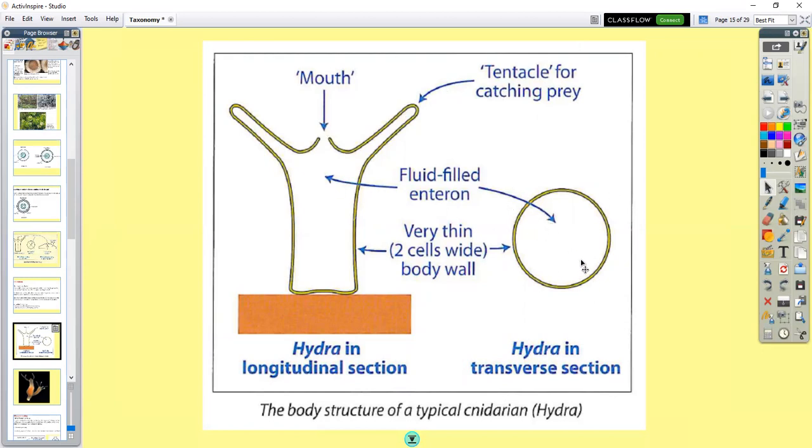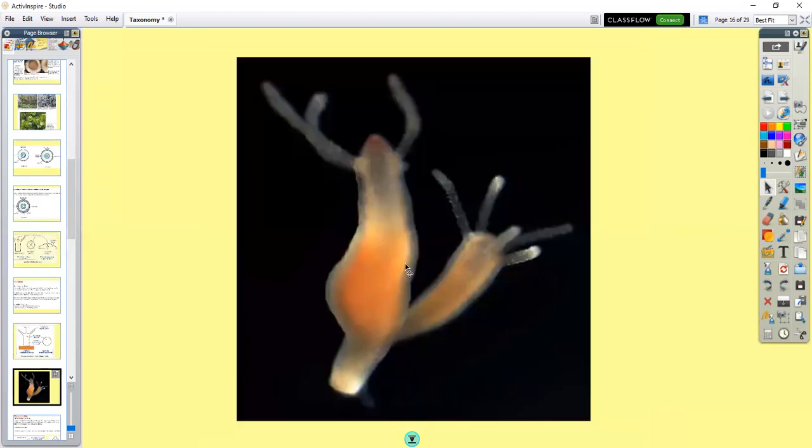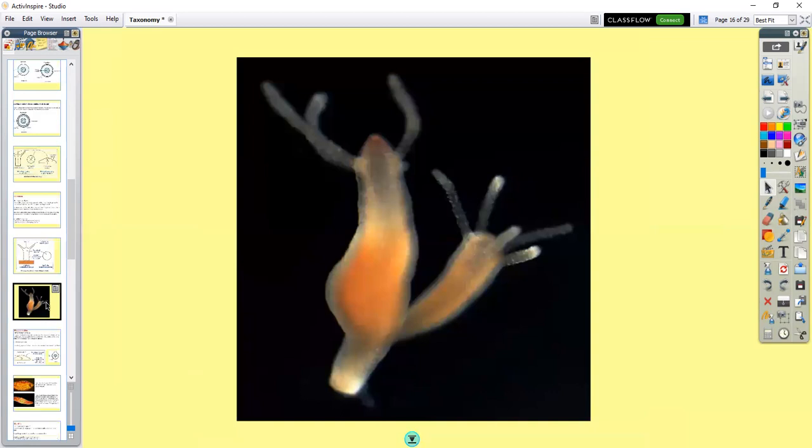These will be radially symmetrical. There's your Hydra, a little small Hydra there. They reproduce by asexual reproduction. So that's a little bud, which will eventually develop and get bigger and then break off.